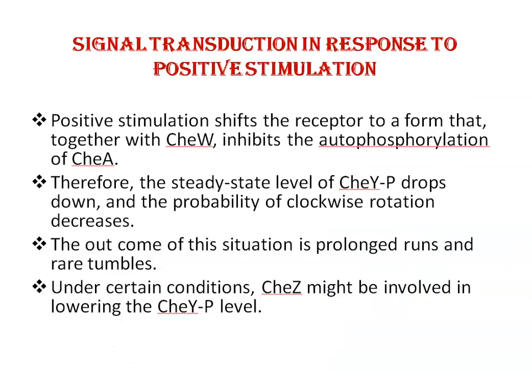Next is signal transduction in response to positive stimulation. Positive stimulation shifts the receptor to a form that, together with chemotaxis W, inhibits the autophosphorylation of chemotaxis A. Therefore, the steady state level of chemotaxis YP drops down and the probability of clockwise rotation decreases. The outcome of this situation is prolonged runs and rare tumbles. Under certain conditions, chemotaxis Z might be involved in lowering the chemotaxis YP level.